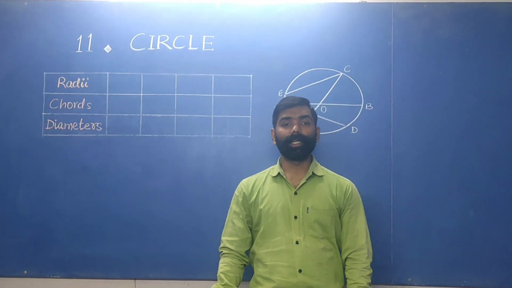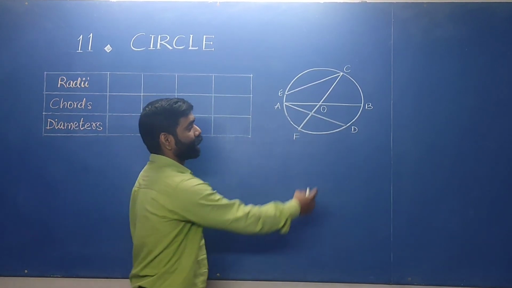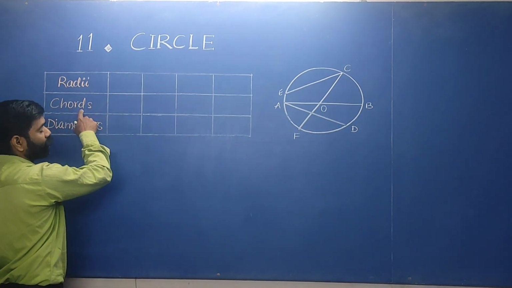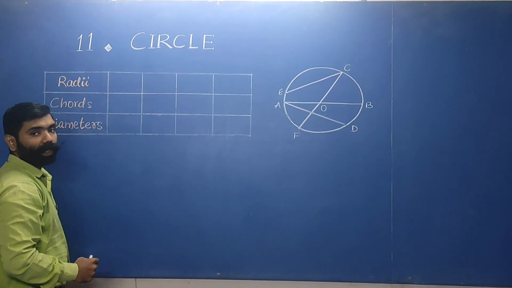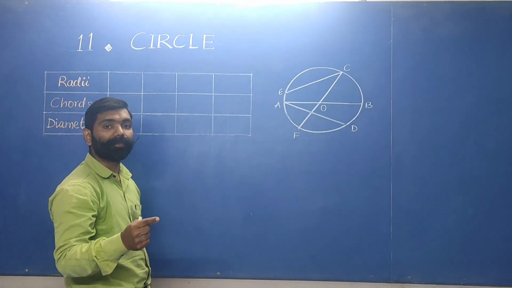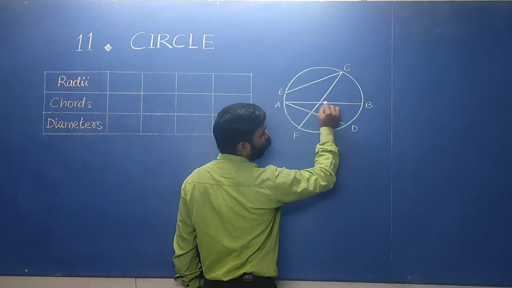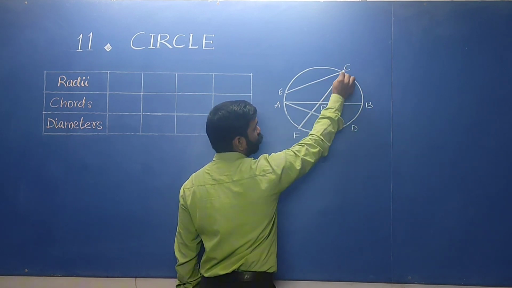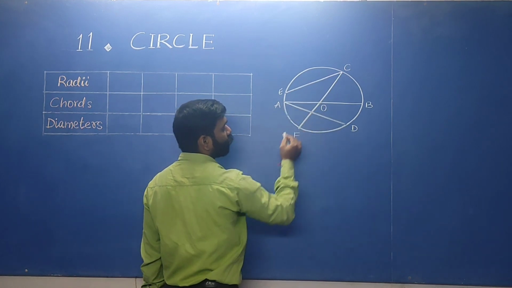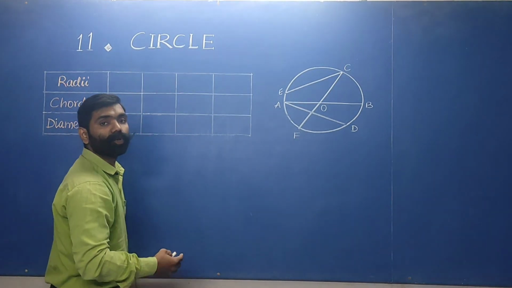Okay students, let's recall. Here we have been given a circle with center O. We need to find radii, chords and diameter. Now what is radii students? Radii is the plural of radius. You might have learned what a radius is. As you can see, O to B is a radius, O to C is another radius, O to A is also a radius, O to F is also a radius. So radii means more than one radius.